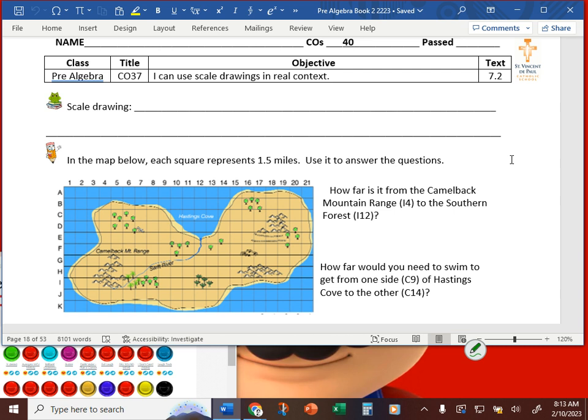We're talking about scale drawings in real context, and you see this map. Some comments have already been made about the map. It's rare with technology today that when you're driving someplace, you actually pull out a paper map and try to read it to figure out which direction you're going, how far or how long it'll take you to get there, how far away it is. But when does your generation see maps in your daily life?